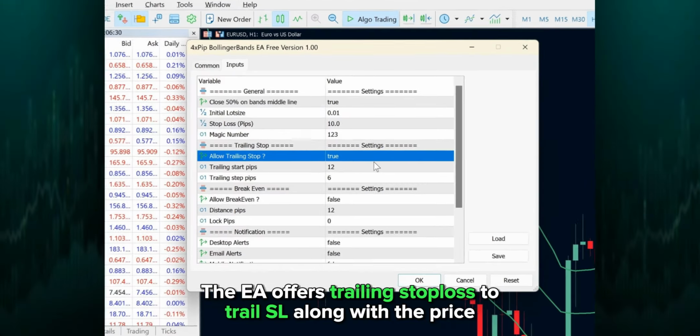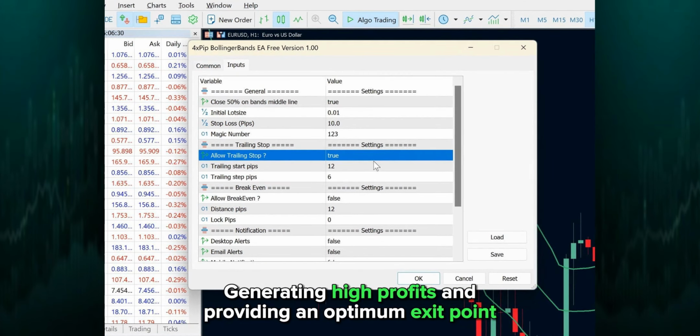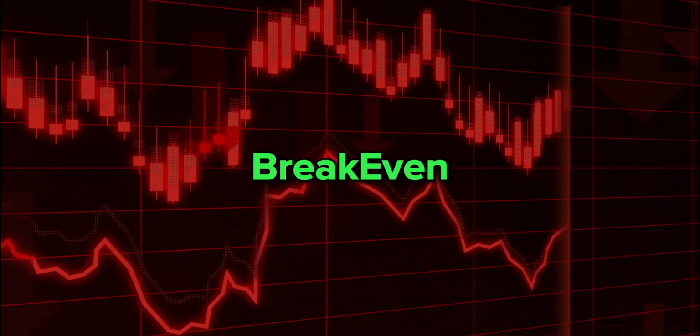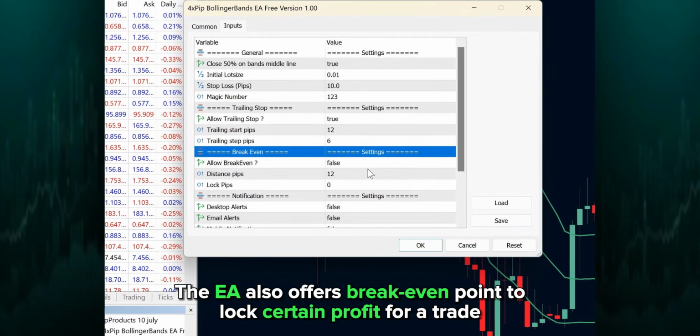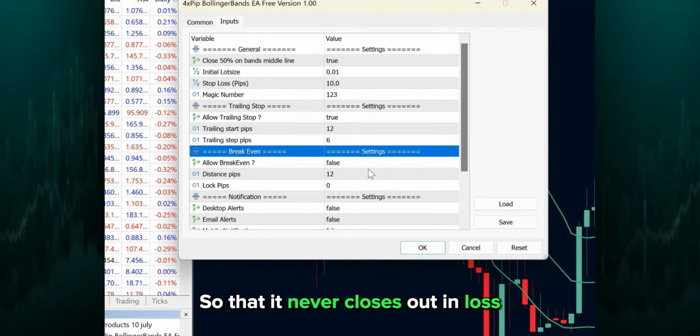Trailing stop-loss. The EA offers trailing stop-loss to trail SL along with the price, generating high profits and providing an optimum exit point. Break-even. The EA also offers break-even point to lock certain profit for a trade so that it never closes out in loss.